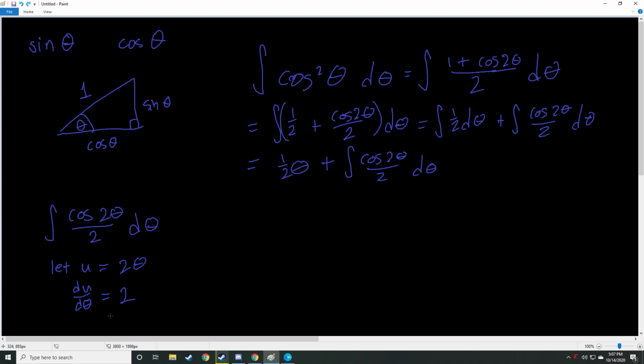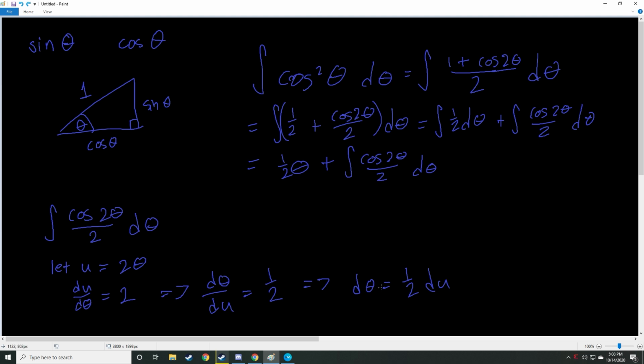So the first thing I'm going to do is invert both sides. That gives d theta over du is equal to 1/2, which is the inverse of 2. Then I'm going to multiply both sides by du, so I get d theta is equal to 1/2 du. Okay, cool. So now we have d theta is equal to 1/2 du.